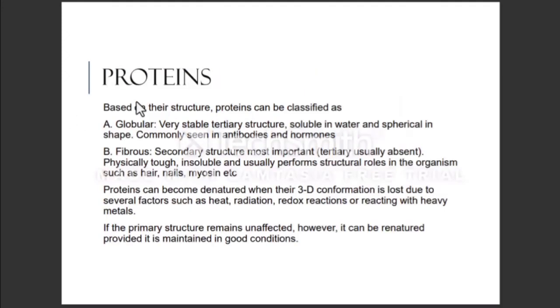We can also group proteins based on their structure, either as globular proteins or fibrous proteins. So what are globular proteins? Globular proteins are proteins that are very stable. They have a very stable tertiary structure. They are just like a globule, just globe-like.